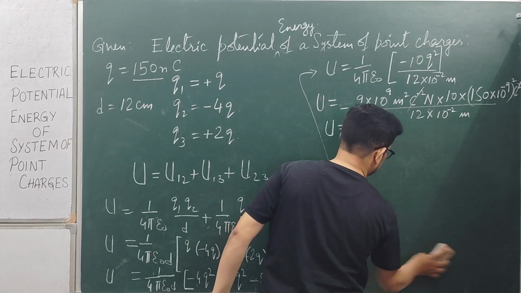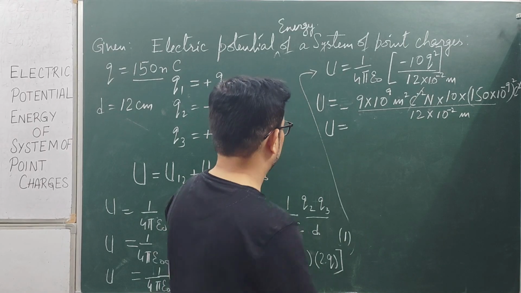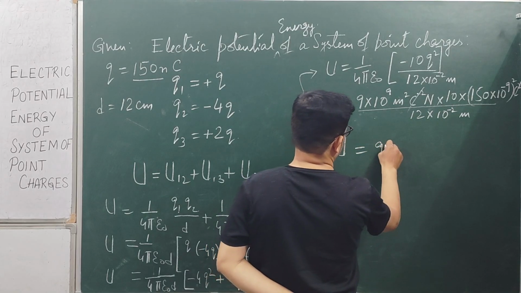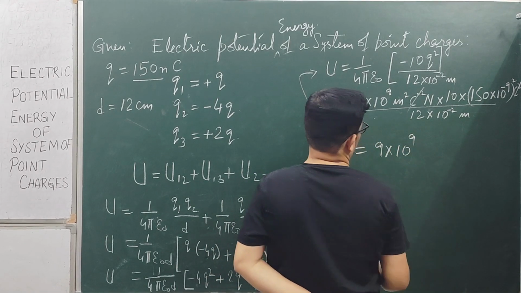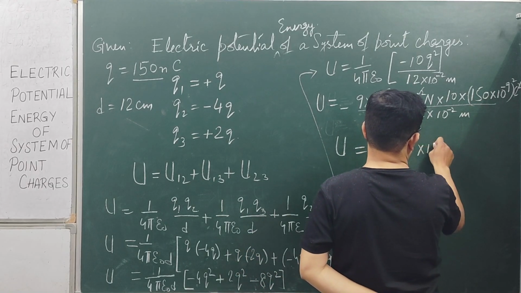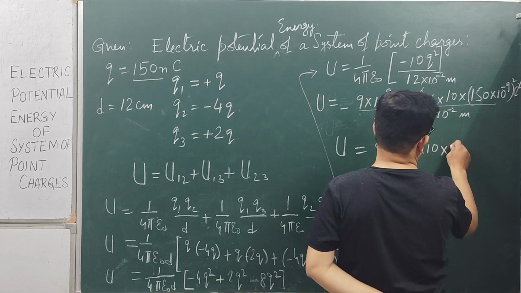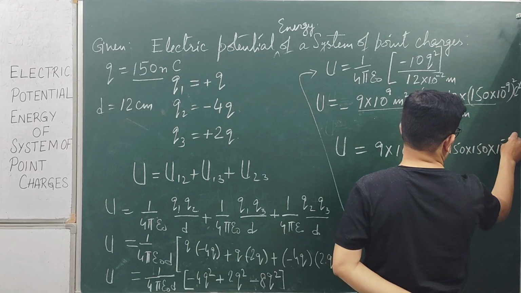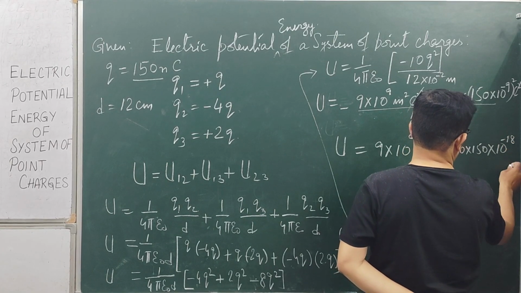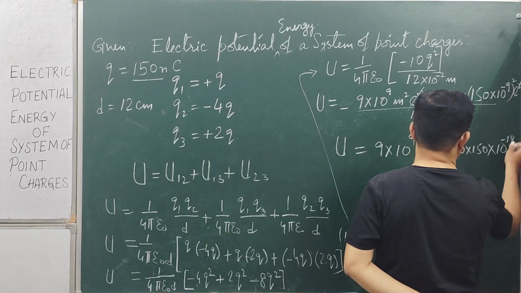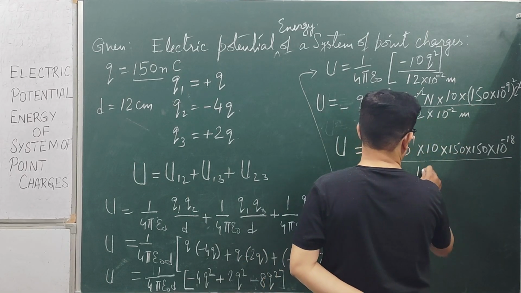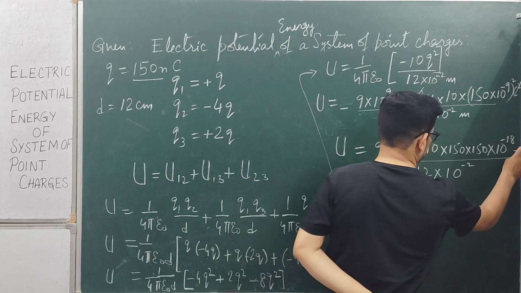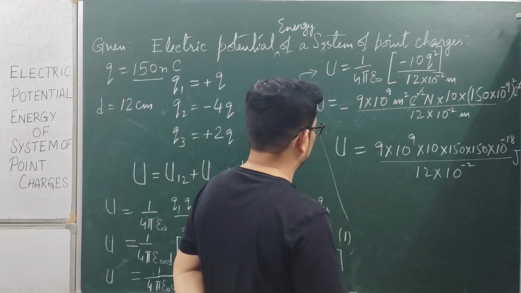So let's see what gets cancelled out there. So we get here U as 9 times 10 raised to the power 9, and here it comes out to be 10 raised to the power 1 times 150 times 150 times 10 raised to the power minus 18. It will be 9 minus 18 as the power, and it is 12 times 10 raised to the power minus 2. Well, whatever comes, it should be in joules. All are in SI units.